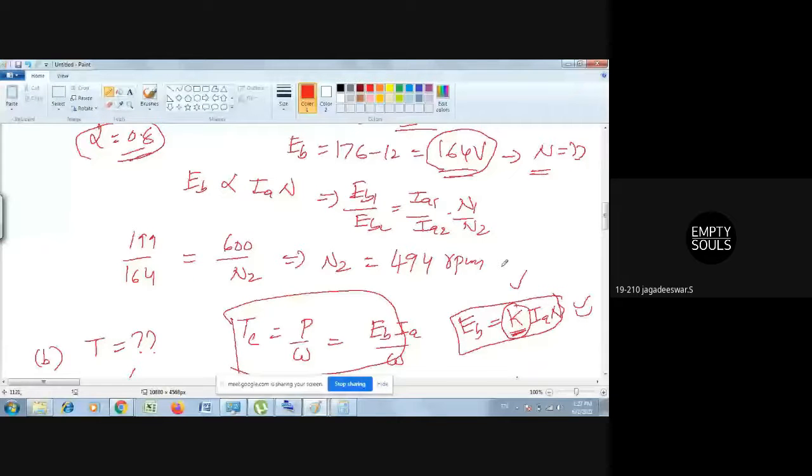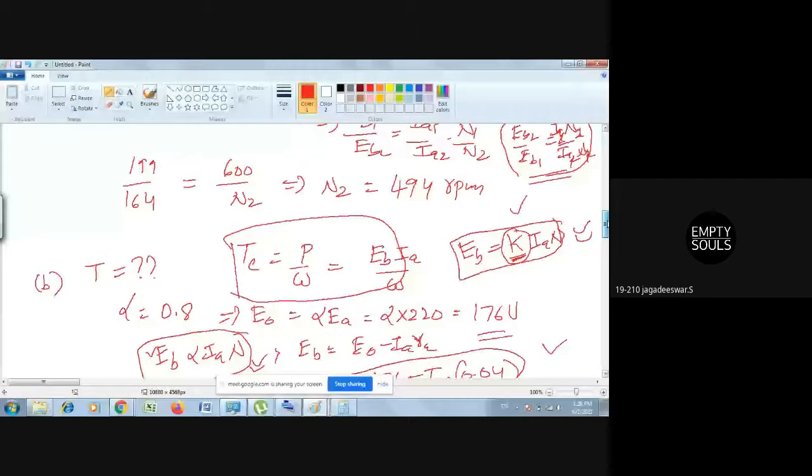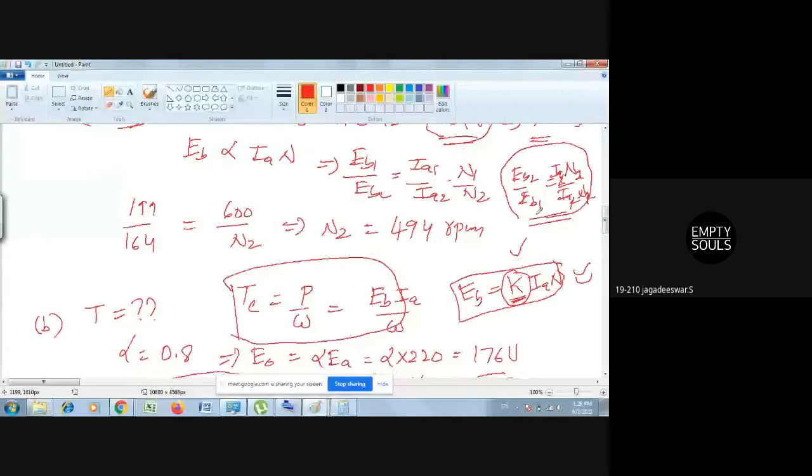Okay, I understood now. We know two speeds, one is 600 and one is 500. Is this the situation you are saying, EB2 by EB1 is equal to IA2 N2 by IA1 N1? Yes, sir. Either you can go like this or you can find the constant.